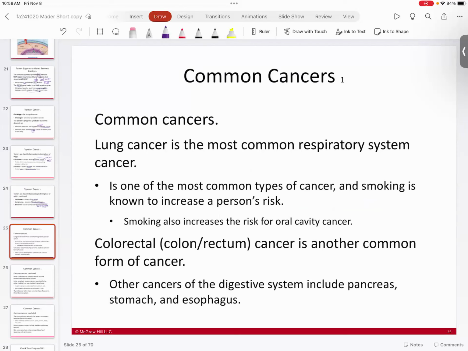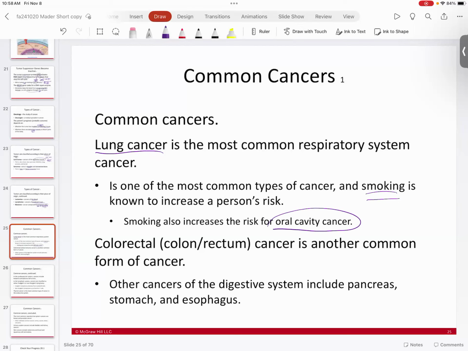Now, some of the common cancers that we'll see is lung cancer, which is the most common that affects the respiratory system, greatly exacerbated by smoking. It's probably one of the worst things you can do for your health is to smoke. And this really increases not just your risk for lung cancer, but also for mouth and throat cancer, which are also very bad. Another common one is colon cancer, colorectal cancer.